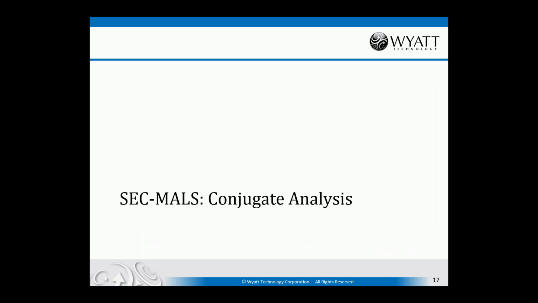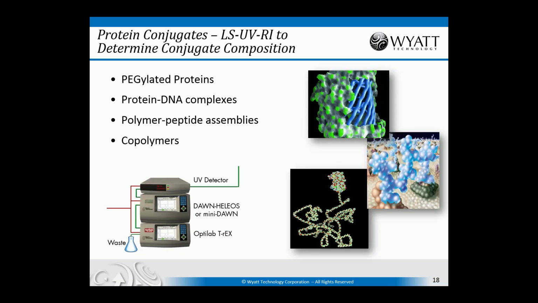Now I'd like to look at the conjugate analysis for SEC-MALS, a very important application for light scattering. Examples of conjugates that can be analyzed include pegylated proteins, so a protein conjugated to a PEG polymer, or a protein-DNA complex, polymer-peptide assembly, or copolymers. The way that we do the analysis is using 3 detectors simultaneously. I'll describe the analysis for the simplest situation, where one of the constituents, say the protein, has a UV response, and the second constituent, say the PEG molecule, does not have a UV response.